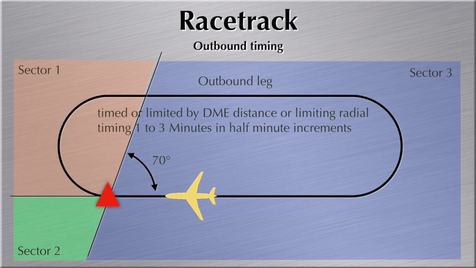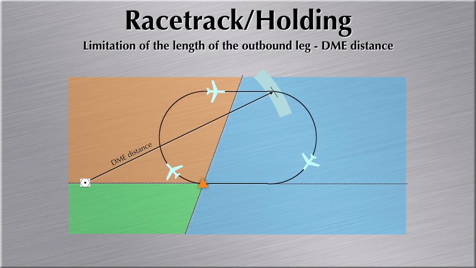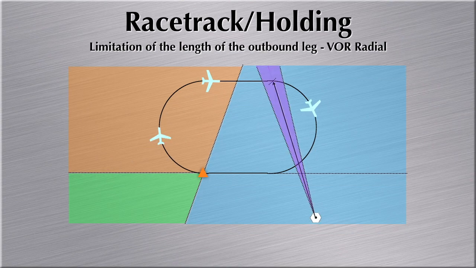Racetracks have different timings than holdings. I mentioned the holding timings at the beginning. Racetracks are timed 1 to 3 minutes in half-minute increments, immaterial of the altitude at which they are designed. There is the possibility to limit the length of the outbound leg by a DME distance. This would reduce the ambiguity a little bit, and also it would reduce the influence of the wind at the end of the outbound leg and during the inbound turn. The same can be done with a radial. From a suitably located DME, one could publish a radial that defines the end of the outbound leg of the holding pattern.